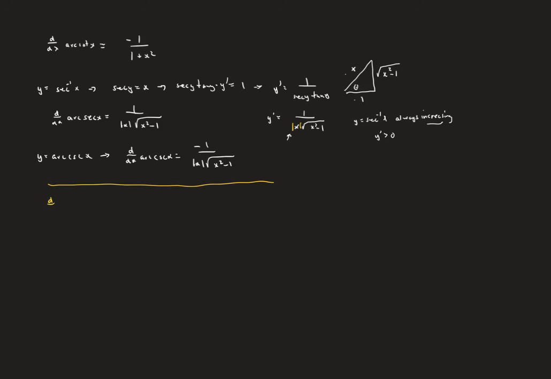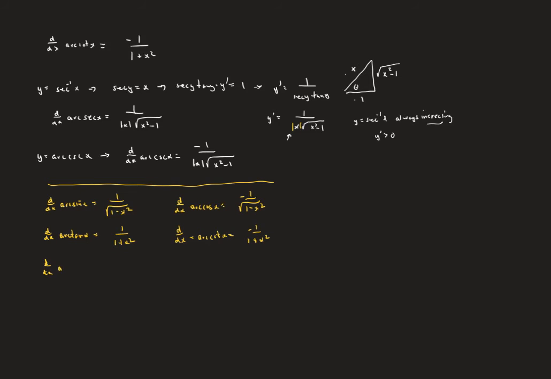So in summary, we know the derivative of arc sine of x is 1 over the square root of 1 minus x squared, and the derivative of arc cosine of x is then negative 1 over the square root of 1 minus x squared. The derivative of arc tangent of x is going to be 1 over 1 plus x squared. Notice it's the one that doesn't have any radical at all. The derivative of arc cotangent of x then is negative 1 over 1 plus x squared.